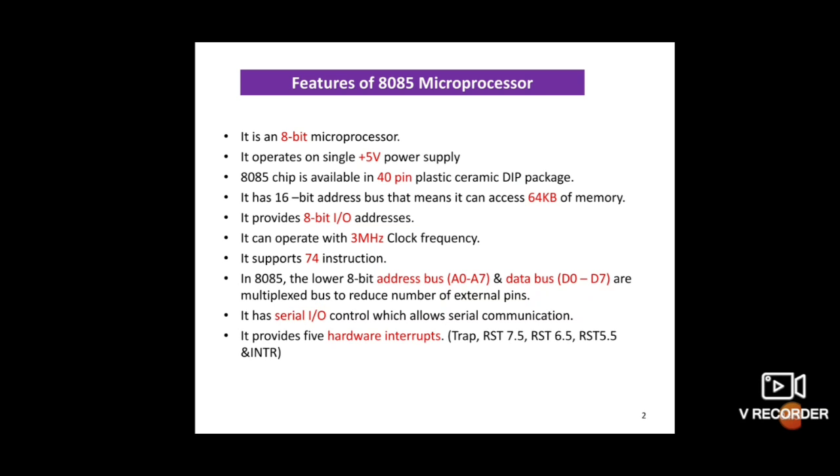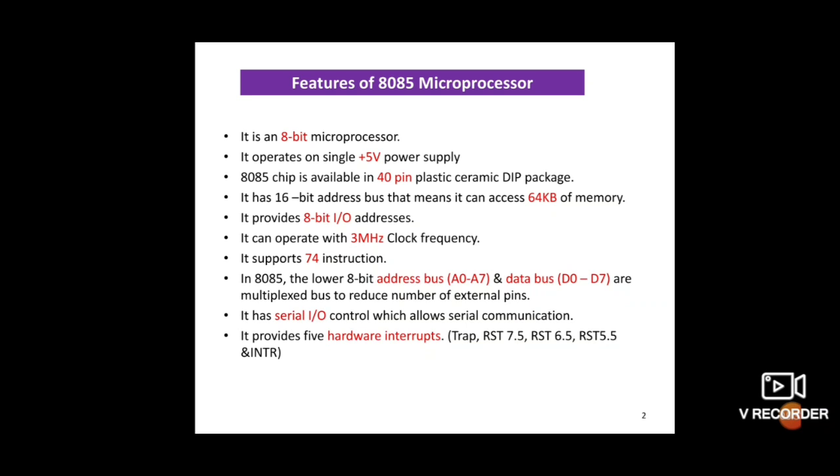It provides 5 hardware interrupts. What do you mean by interrupts? Interrupt means break the normal sequence. That is the basic definition of interrupt. Now in 8085, 5 hardware interrupts are there. Whenever you enter something through the keyboard, it interrupts the microprocessor. So interrupt indicates to the microprocessor that something is being entered through input devices. So it is called an interrupt.